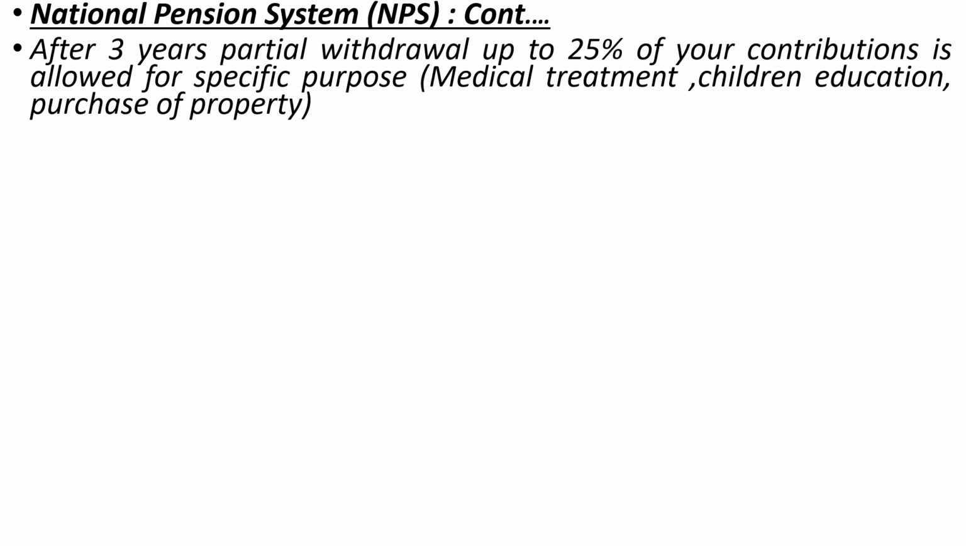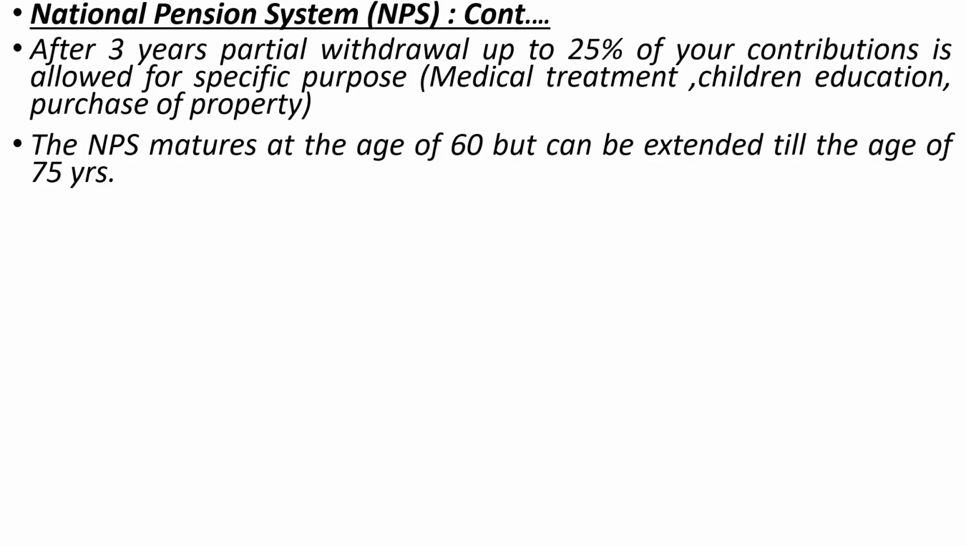National Pension System continued. After 3 years of lock-in period, partial withdrawal up to 25% of your contribution is allowed for specific purposes like medical treatment, children's education, purchase of property. The NPS matures at the age of 60 but can be extended till the age of 75 years. That is, you can make the subscription up to 75 years.